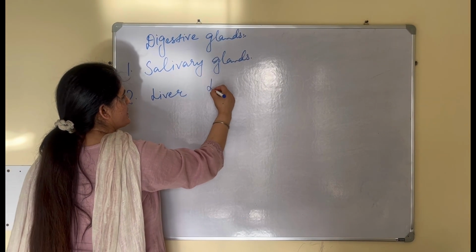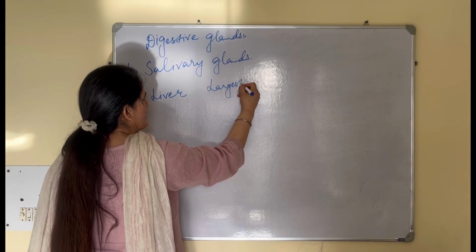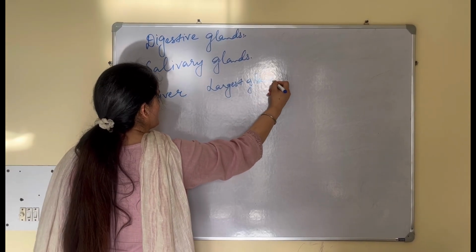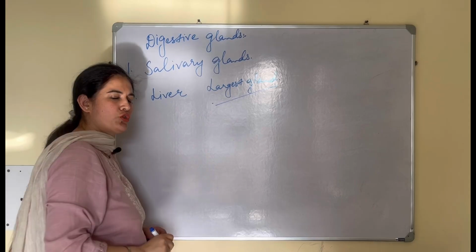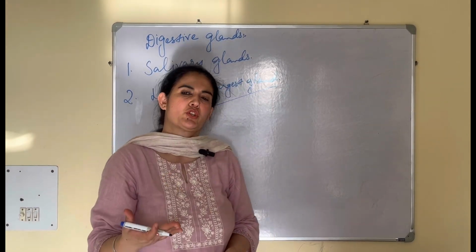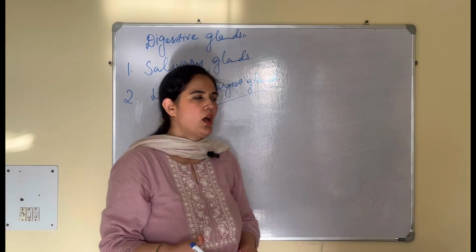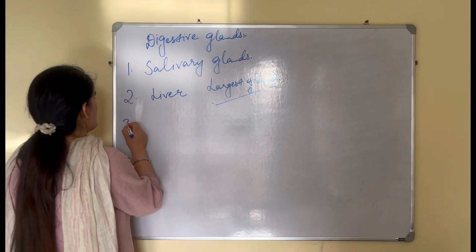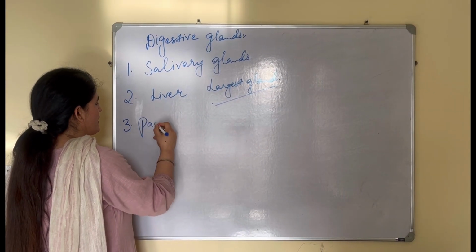The liver is the largest gland of our body. And students, the liver produces bile juice, which helps in the digestion of fats. We will discuss it later on. Third, we have the pancreas.